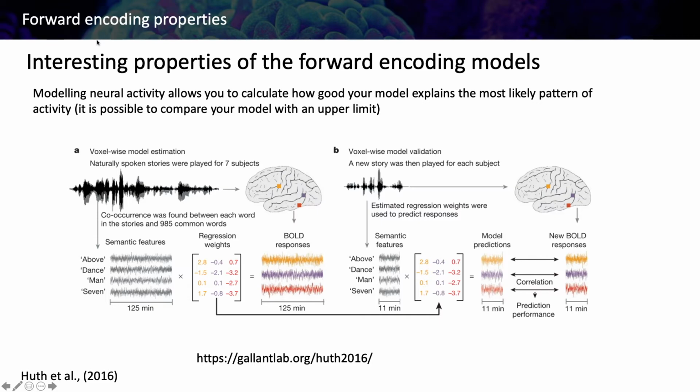And then they had a new story and used that in order to predict the information that is presented in the brain. That way they can compare the performance of the classifier. So depending on the correlation between what the model predicts and what the activity of the brain is, you know how well your model is performing.